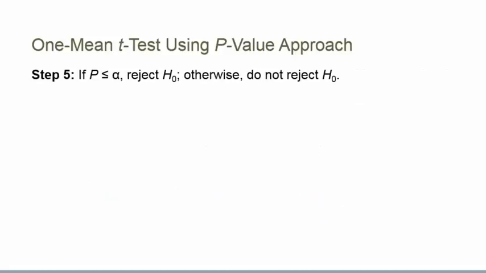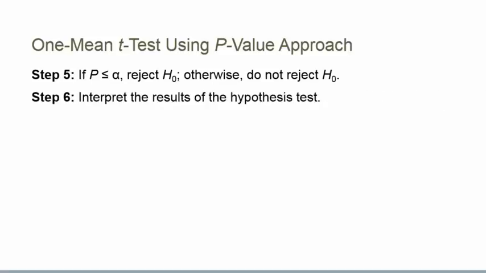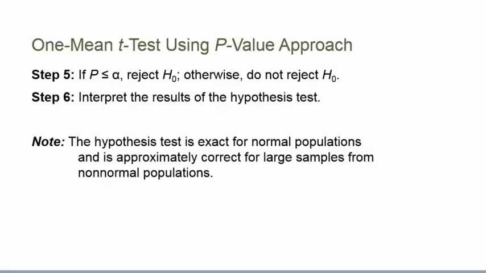Step 5. If p is less than or equal to alpha, reject H sub 0. Otherwise, do not reject H sub 0. Step 6. Interpret the results of the hypothesis test. Note, the hypothesis test is exact for normal populations and is approximately correct for large samples from non-normal populations.